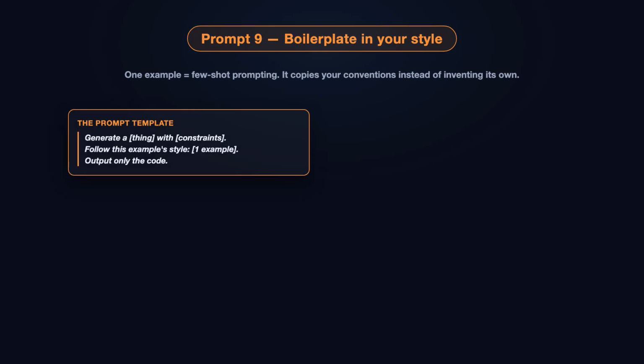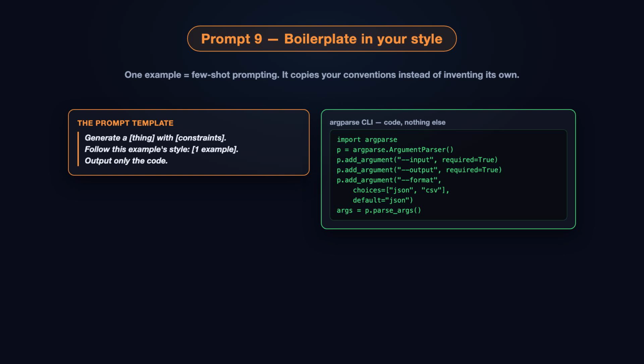Prompt 9, Boilerplate, done in your style. The problem with generated boilerplate is that it never matches your codebase. The fix is one example. Generate this thing with these constraints. Follow this example's style, and you paste one existing example. Output only the code. Giving it a single example is called few-shot prompting, and it's shockingly powerful. The model copies your naming, your formatting, your conventions, instead of inventing its own. And output only the code means you can paste it straight in without deleting 3 paragraphs of explanation first.